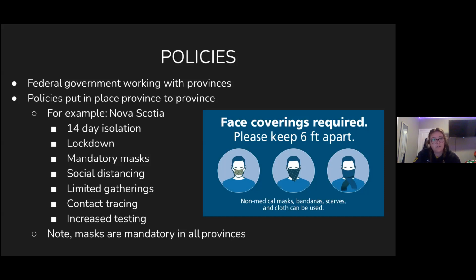But other policies that were enacted within Nova Scotia, they had a lockdown earlier in the spring. Then currently right now they're in less of a lockdown, but still a little bit of one. Masks are mandatory. There's social distancing, limited gathering, so certain numbers that could be indoors together and outdoors together. There is contact tracing, so any confirmed case is traced right back to the source, and there's increased testing. And then it's not just federally enacted, but it's important to note that masks are now mandatory in all provinces.